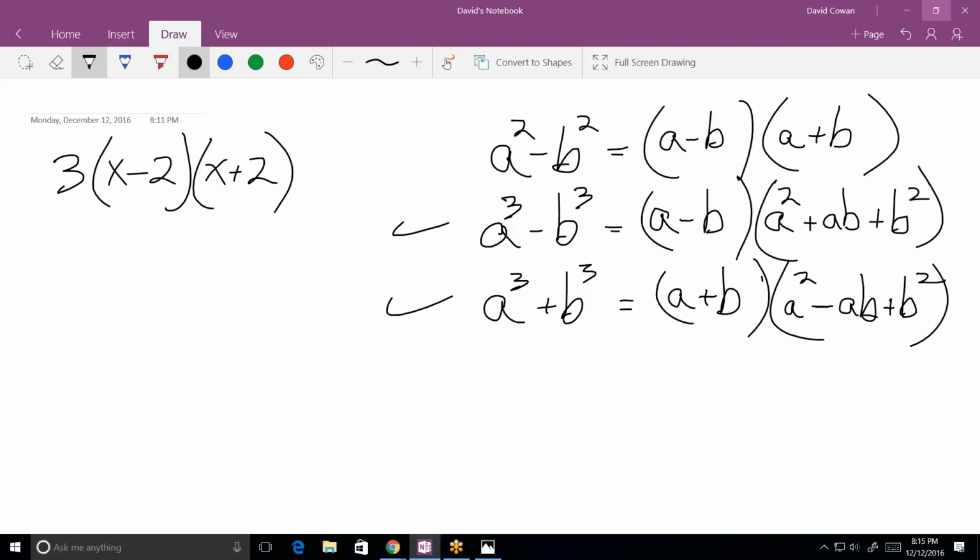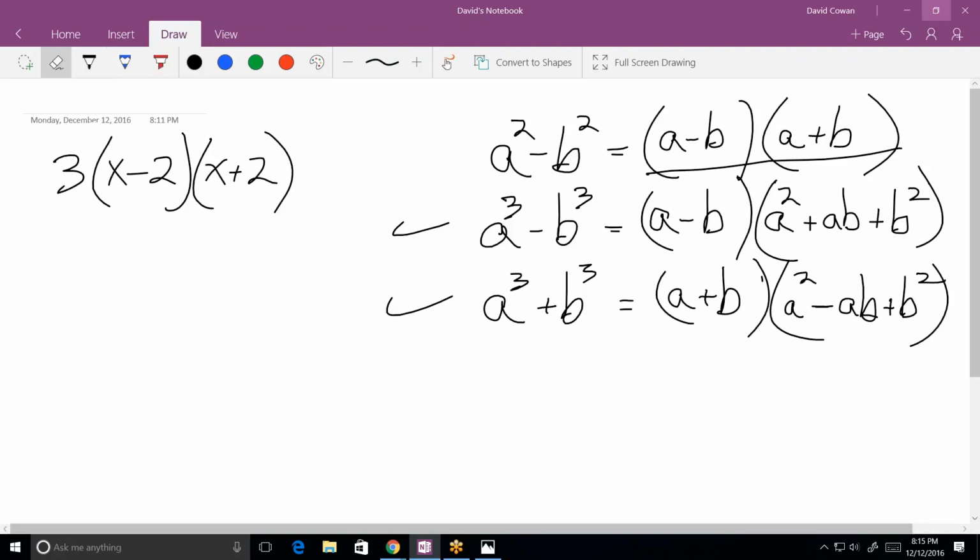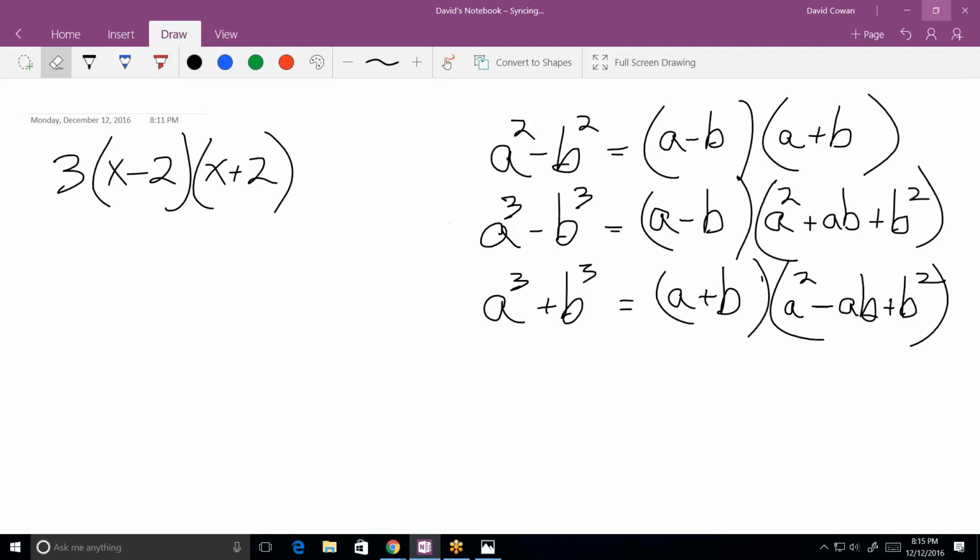That's why I generally correct a student, even before they've gotten to the difference of cubes or the sum of cubes. If they tell me the difference of perfect squares is a plus b times a minus b, I'll usually correct them and say, try to remember that as a minus b times a plus b. And it's hard to explain why if you haven't studied difference of perfect cubes, but once you see all three of them, you should notice a really clear pattern here, which should allow you to memorize it.